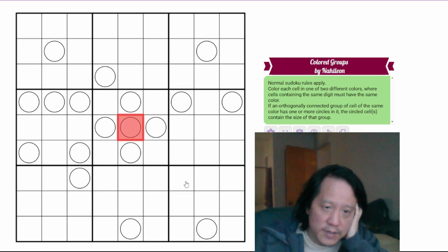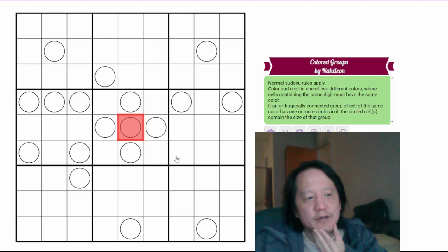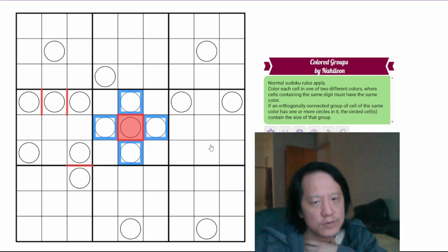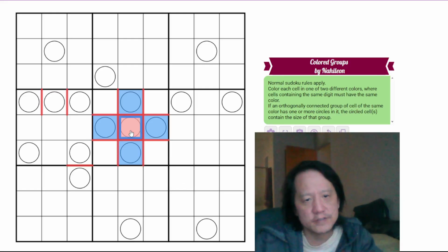Any circles cannot be in the same region as any circles in the same row, column, or box. So we're making this red, therefore all of these are blue. Again, if they would connect, that doesn't work, so this has to be all blocked off here. This is then 1, because that's the size of its orthogonal connected regions. So none of these could be 1. These all have to be red.